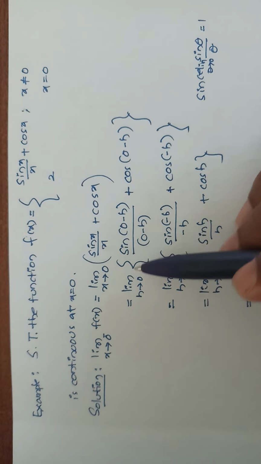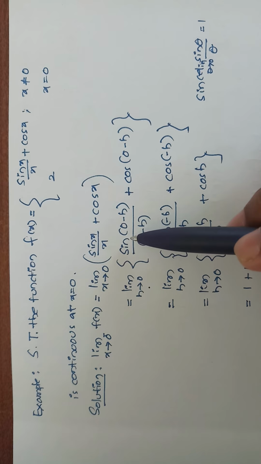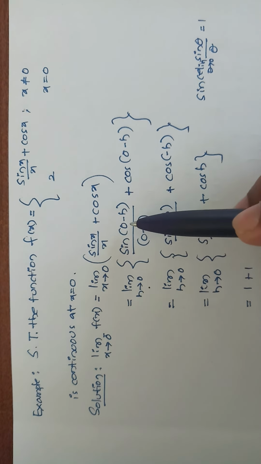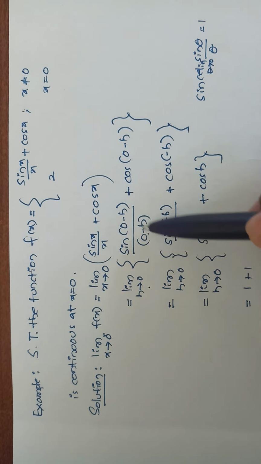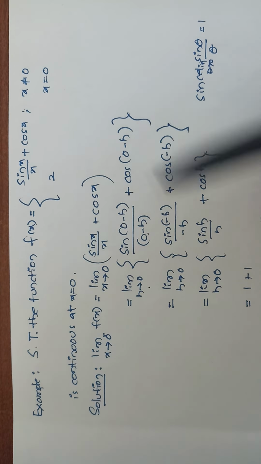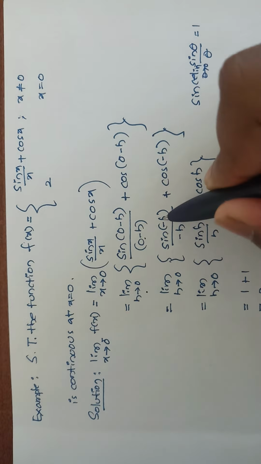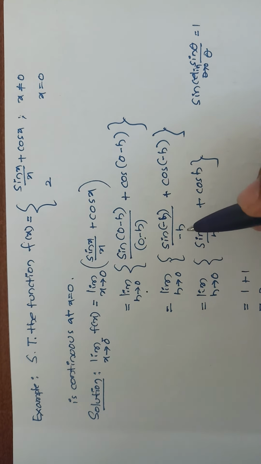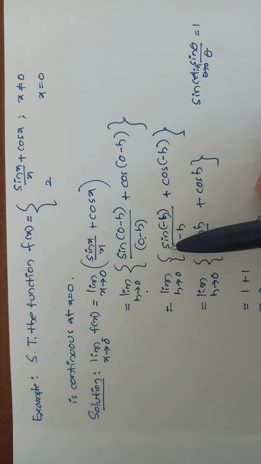So this is the left hand limit, limit h tends to 0, where your x becomes 0 minus h. So sin of (0 minus h) divided by (0 minus h) plus cos of (0 minus h). So limit h tends to 0 of sin of minus h divided by minus h plus cos of minus h. This is a standard result. Sin of minus h is minus sin h, so minus divided by minus gives plus.